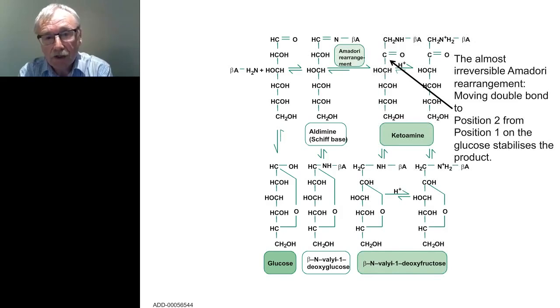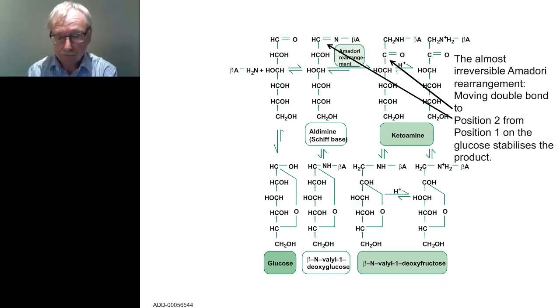The next stage of the reaction is an Amadori rearrangement. This is an almost irreversible reaction, although these days we realize that the reaction is slightly reversible. Here the double bond moves from position number 2 to position number 1, and this stabilizes the fraction. And once formed, ketoamine hemoglobin A1c is stable within the blood sample. This second reaction takes place over a number of days.